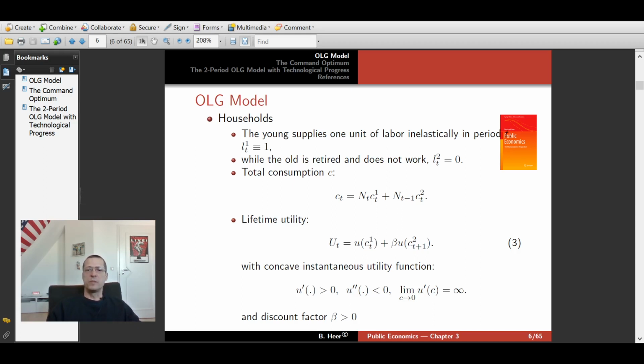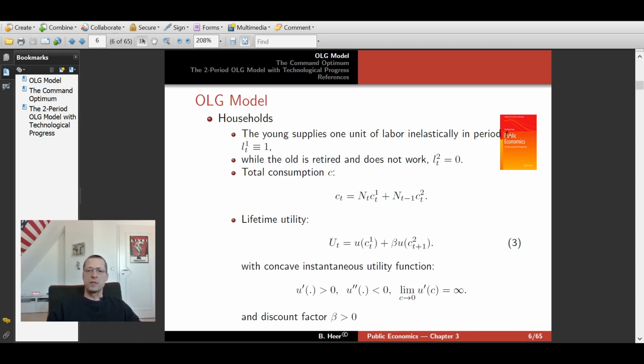Total consumption is simply the consumption of all young and old people in period T. So C1T and C2T are the consumption of the young and old in period T. And we assume that lifetime utility can be presented by an additive utility function: a sum of instantaneous utility when young, U of C1T, and utility when old, U of C2,T+1. And we weigh future utility, old age utility, by factor beta.